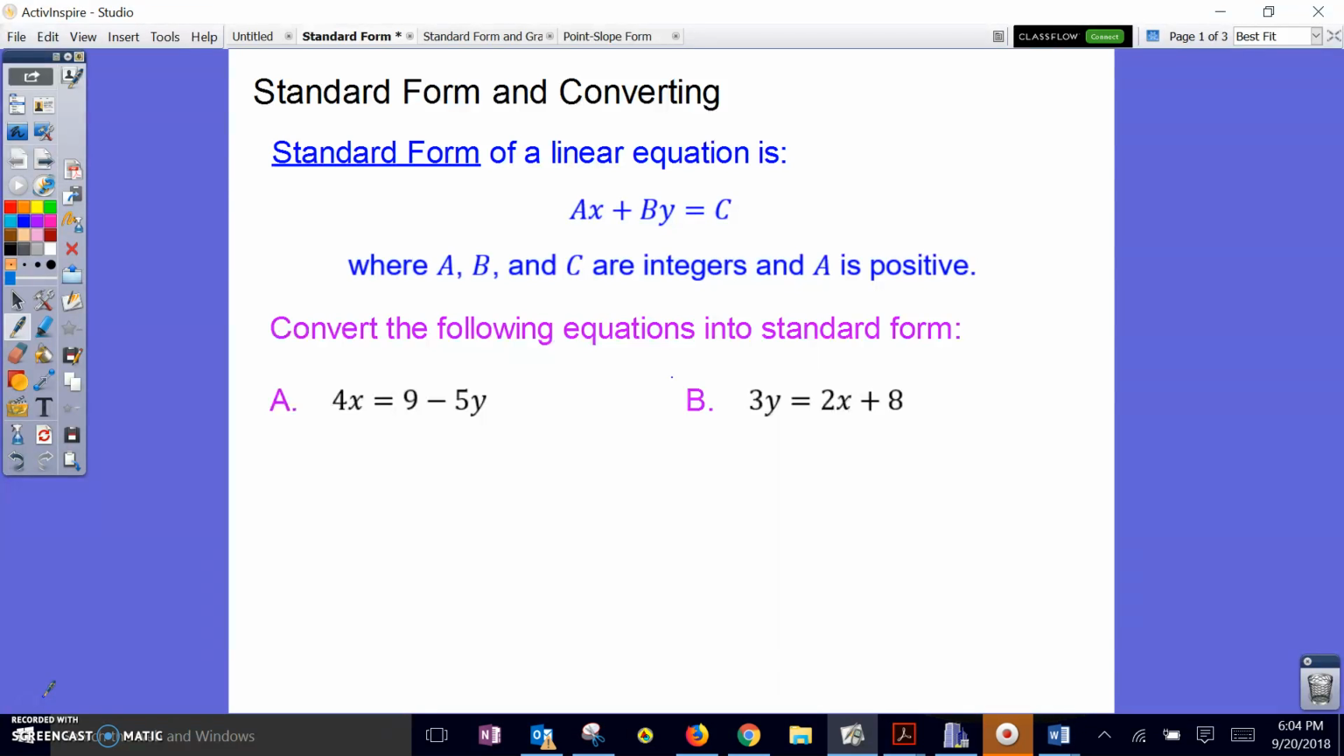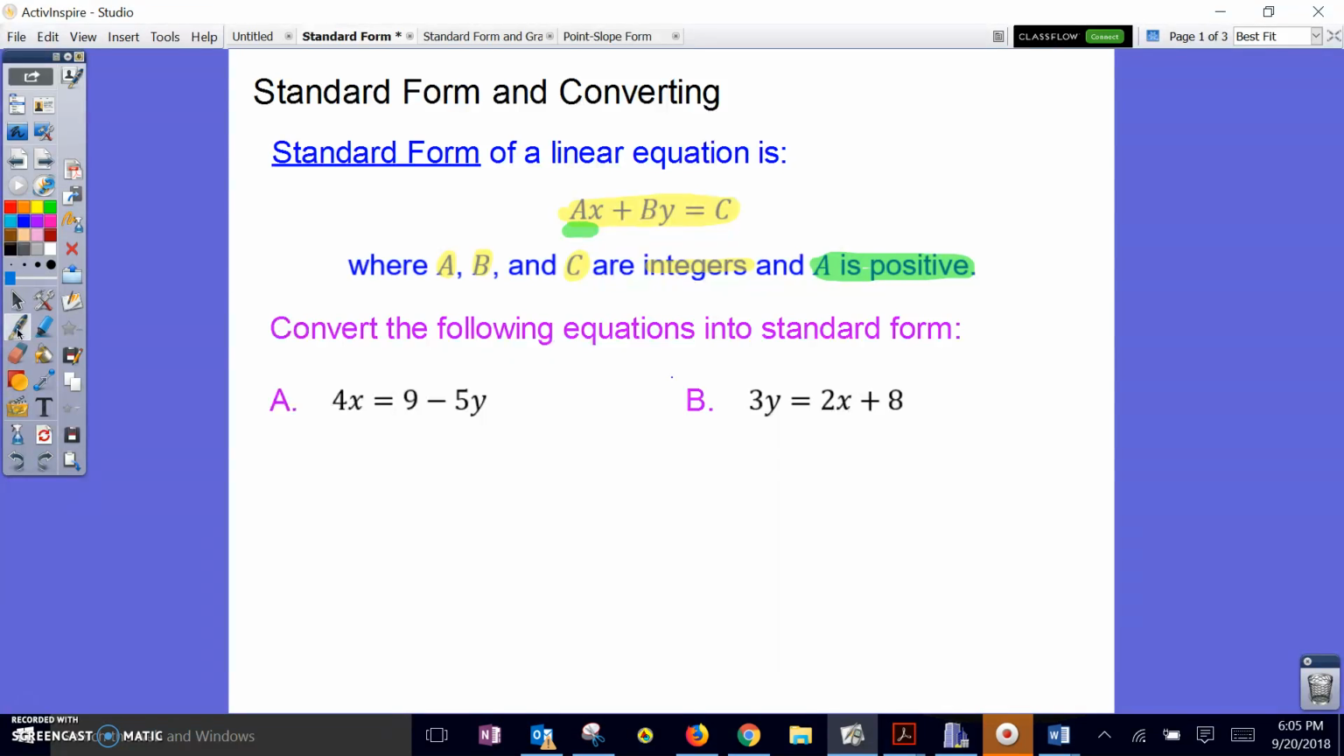Standard form of a linear equation is the form ax plus by equals c, where a, b, and c are integers. Remember, integers are positive and negative whole numbers, so like 3 is an integer, -5 is an integer, 1/2 is not. And the other thing that has to be true in true standard form is that the value of a is going to be positive. So the x coefficient is going to be positive when we get done writing this into standard form.